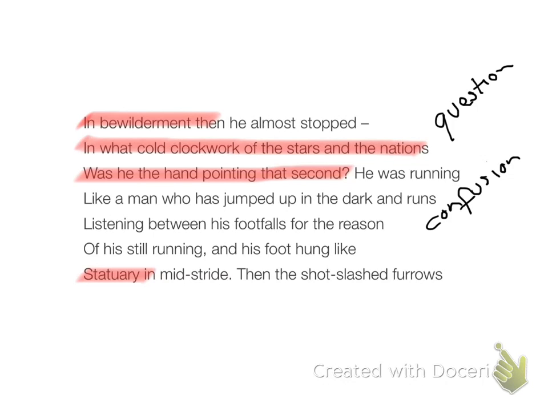And this sense of confusion is further enhanced in the next part of the poem, where he's described as being in the dark, as in lacking understanding, while searching for the reason on purpose, or the purpose for his running at the enemy.